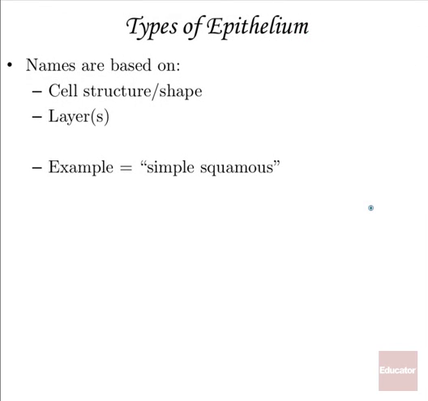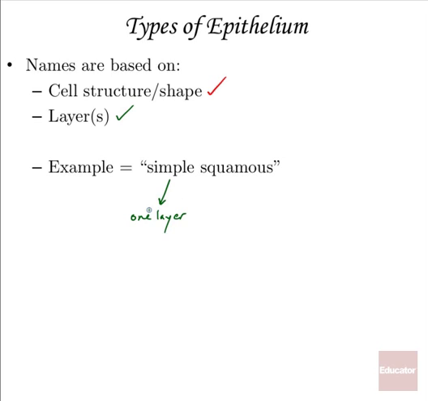So now the types of epithelium. They are named based on cell structure and shape, and I'll give you some examples momentarily, and is it one layer, two layers, many layers? So let's look at an example. Simple squamous epithelium. Why is it simple? Why is it squamous? Well, simple has to do with how many layers it is. This means one layer. That's as simple as it gets.